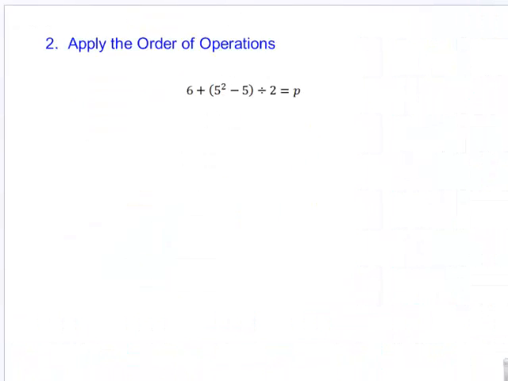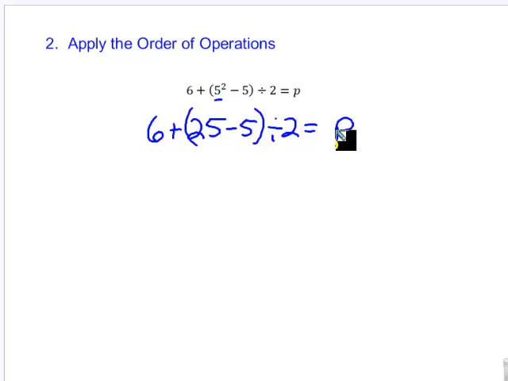Now we're going to apply the order of operations. Now this is really no different than what we did earlier with order of operations, except you were evaluating an expression. Now that it says equals to some number p, we have an equation. So let's go through the order of operations again. What do I do first in this problem? Well, I have to look inside my parentheses and I see a 5 squared minus 5. Well, I have to do the exponent first. So I have 6 plus 5 squared, which is 25, minus 5 divided by 2 equal to p.